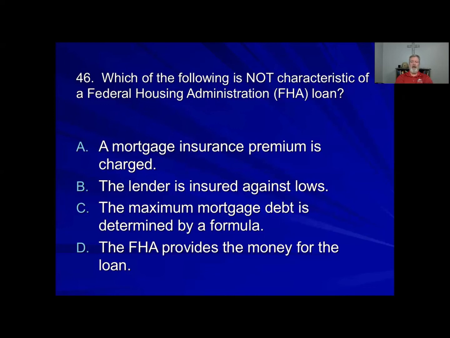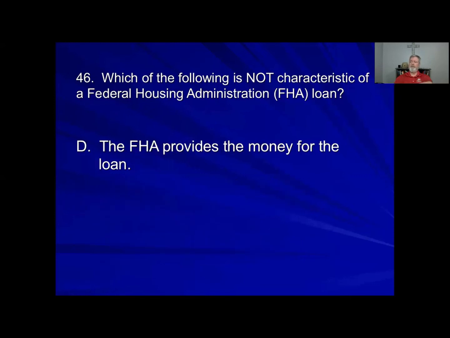Look, does the FHA loan money? No. All the FHA does, they insure the loan. So where do you get an FHA loan? An approved lending institution or a lender that's been approved to provide FHA loans. So you get the loan from the lender. All the FHA does is insure the loan against losses and so forth. So D says the FHA provides the money. That is not true. So D should be the right answer. That is not a characteristic of an FHA loan.